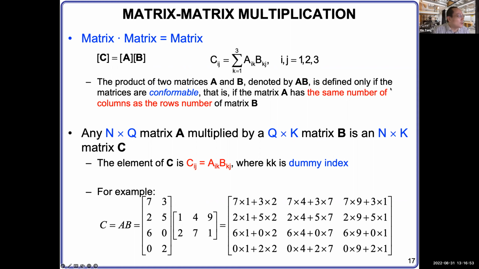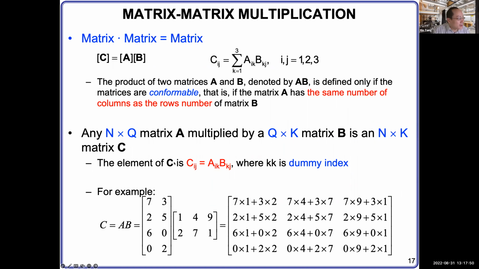And this product is defined only if the matrices are conformable. Conformable means the inner dimensions match, k and k. Here is the explanation: the matrix A has the same number of columns, the second dimension, as the number of rows of the matrix B, its first dimension. Once they match, A and B can be multiplied. Any n by q matrix multiplied with a q by k matrix becomes a new n by k matrix C, as we have shown in this formula. So n by q times q by k becomes n by k.